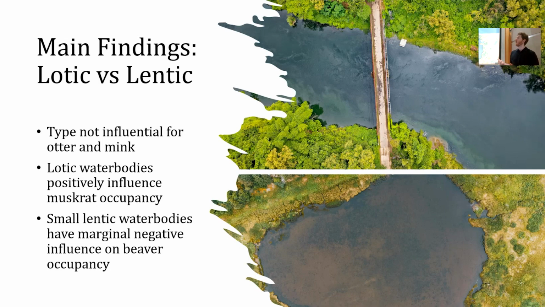I also found that lotic water bodies have a positive influence on muskrat occupancy, which is somewhat surprising at first, given that muskrats are generalists. So you may expect to see a result more similar to otter and mink, in which it's not really influential. Sure enough, there is previous research in the area that shows muskrat home ranges can be limited to these linear features associated with agriculture. And given that there's a lot of agriculture in the study area, that may be reflecting what's going on there.